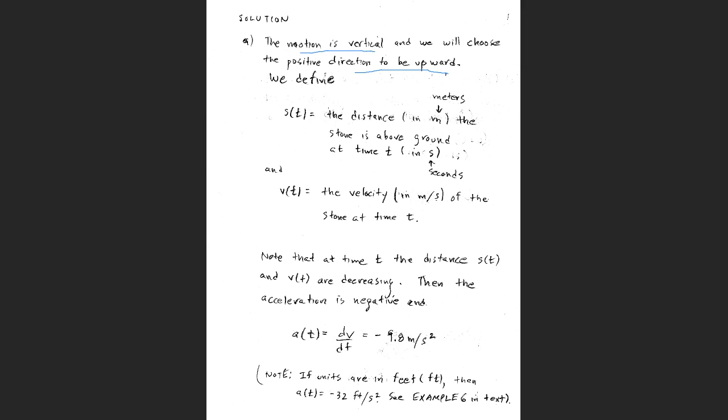So we're going to define, first of all, S of t, and you've seen this before with the particles when you studied particle motion. S of t is going to be the distance the stone is above the ground. In this case, S of t is the distance in meters, and we use M for meters, that the stone is above the ground at time t.